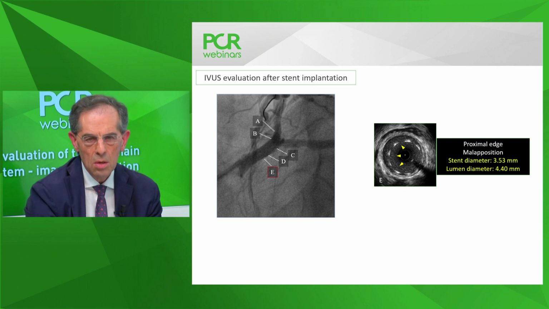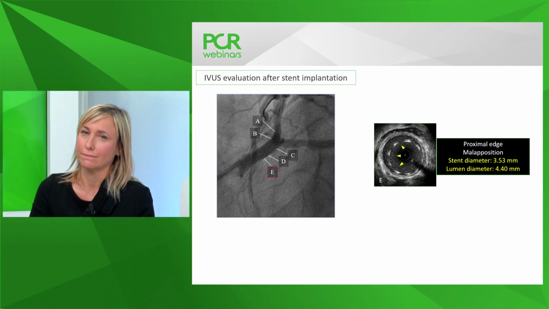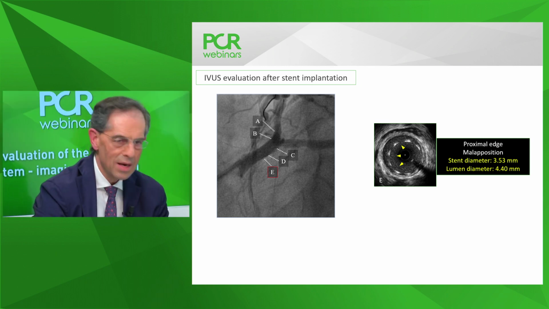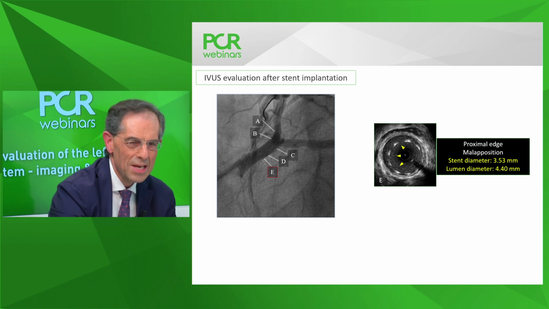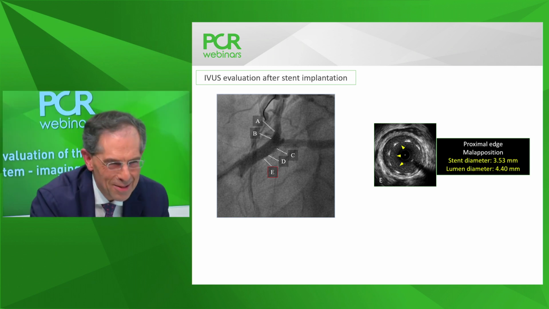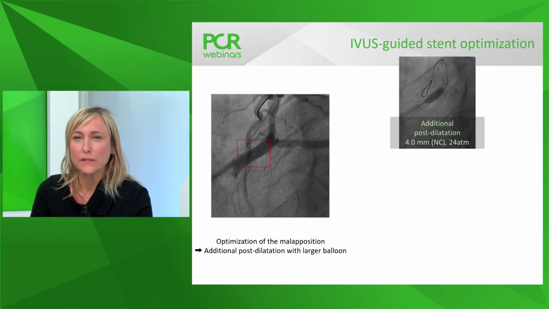Angio seems good, but you have a huge malapposition based upon this 3.5 stent that was sized on the distal landing, and proximally there is a larger malapposition. So I suppose some action needs to be done, I think. So, additional post-dilatation with a larger balloon.